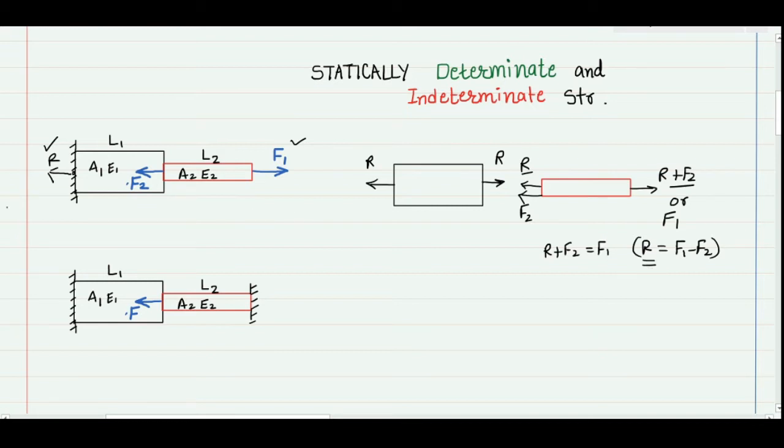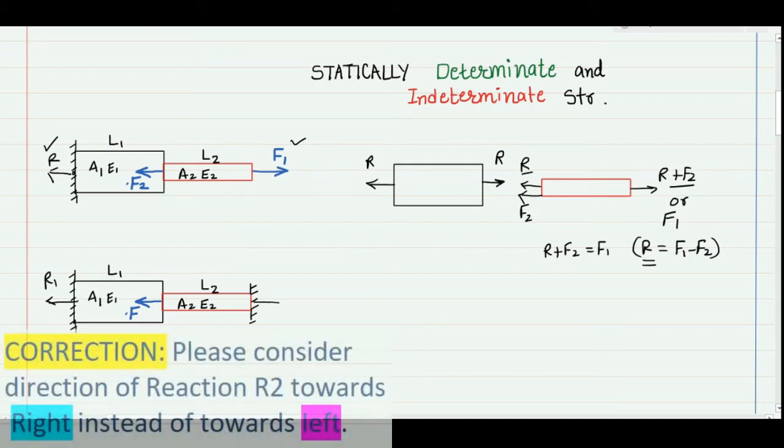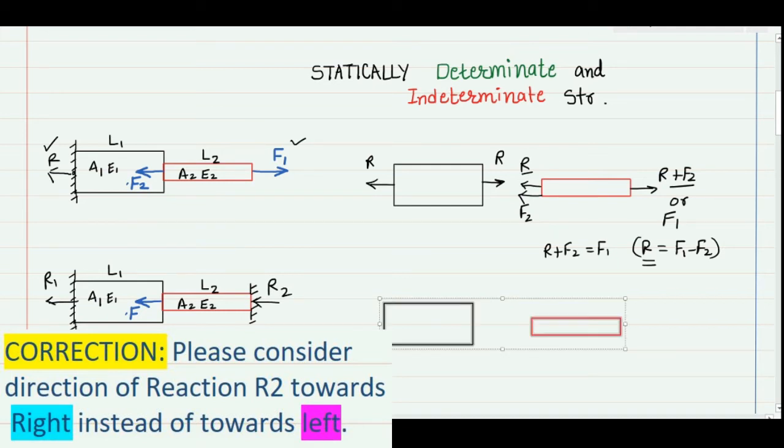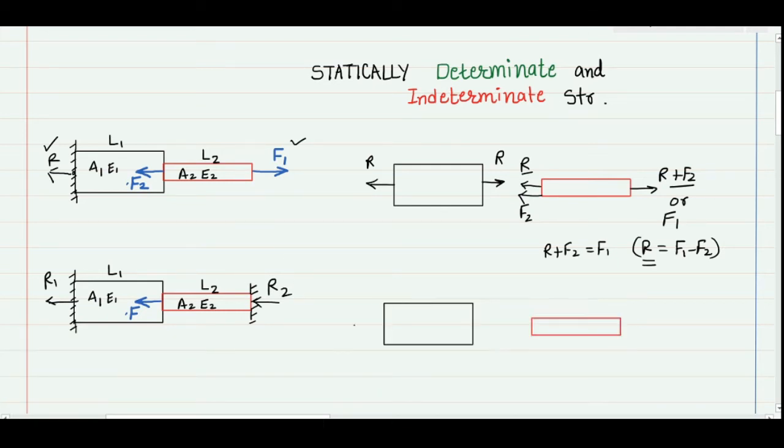Now let's see the second problem. Here the block is fixed from both sides. So in that case there will be two reactions. Let's consider that this is my reaction R1 and this is my reaction R2. Let's make the free body diagram of this second case. So here I can apply a reacting force R1. So equal and opposite will act here. So this is my R1.